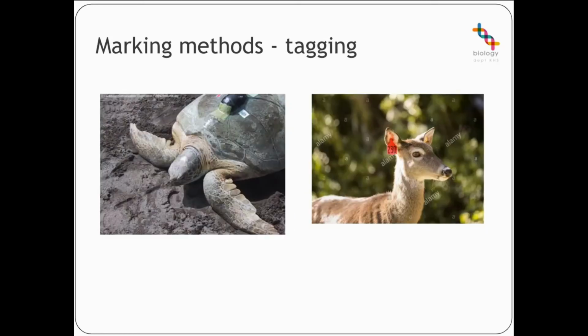We can also use tagging methods, and again, these are going to vary according to the species that you're tracking and the method of sampling. So some tags, like the one on the left on our turtle here, can be used for remote tracking using radio transmitters. And consequently, the tag needs to be securely attached, but again, not interfering with the animal's normal behaviour.